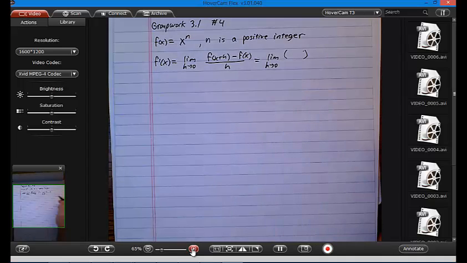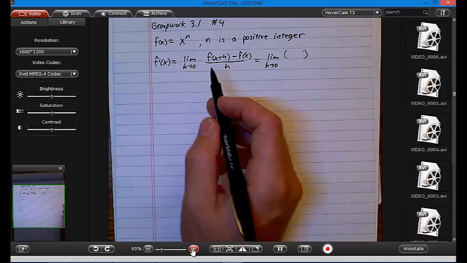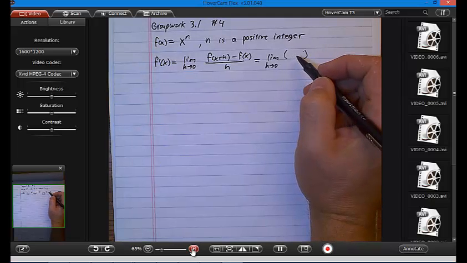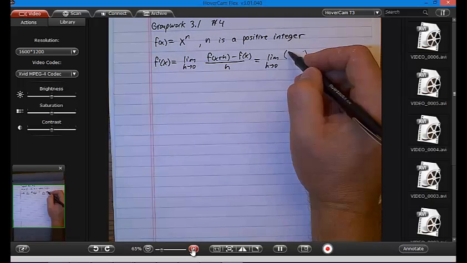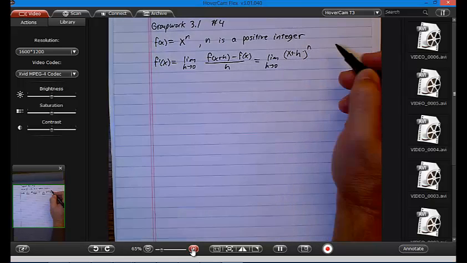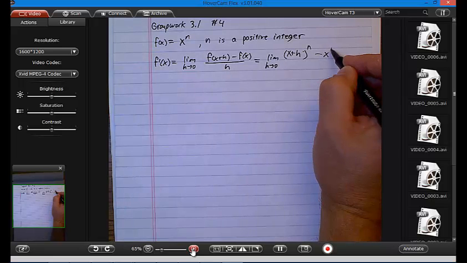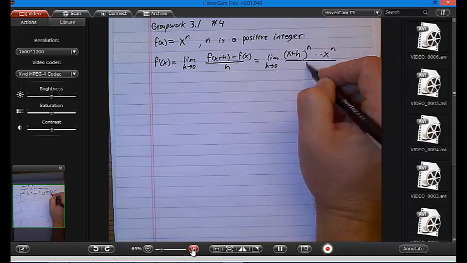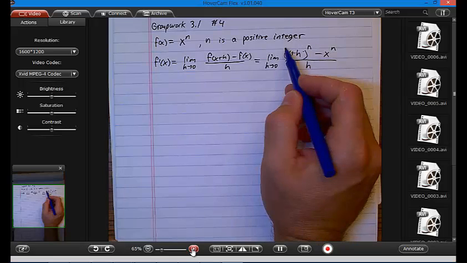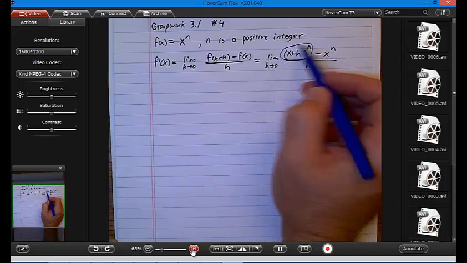What goes here? What's f of x plus h going to be? Well, it'll be x plus h to what power? To the nth power, whatever n is, minus x to the n all over h. And if you remember, the real challenge for number 4 was, hey, how do you do x plus h to the 4th?